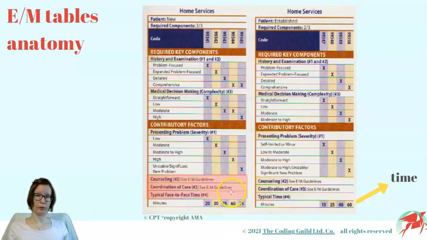time for most other EM services if counseling and coordination of care dominates the service. Dominating means that at least 50% of the time spent with patient care was counseling and/or coordination of care, and it is so stated by the provider in the note. All tables have this, except for the emergency department services, because patient care is very hectic there. It would be very hard to establish average times.